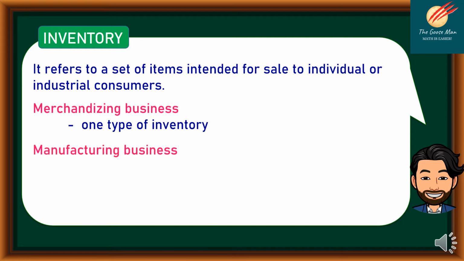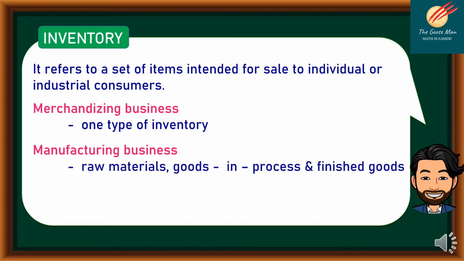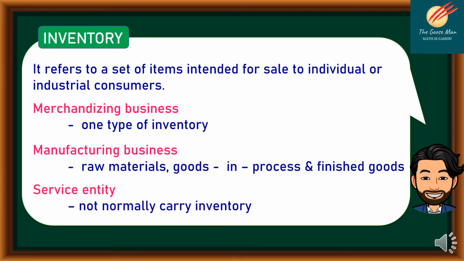The next one is manufacturing business or businesses. So we have actually three. So we have the raw materials, goods in process, and finally your finished goods. And of course, service entity. So they don't normally carry inventory because again, it is intangible.